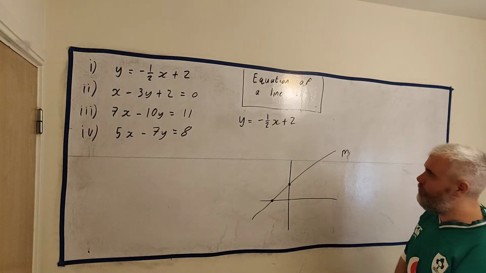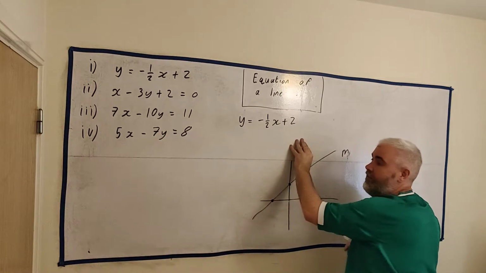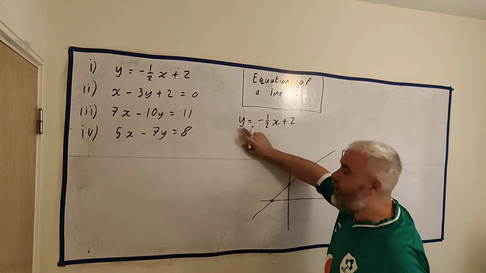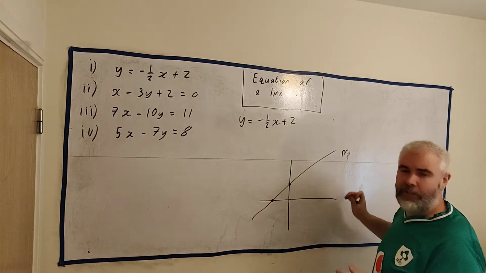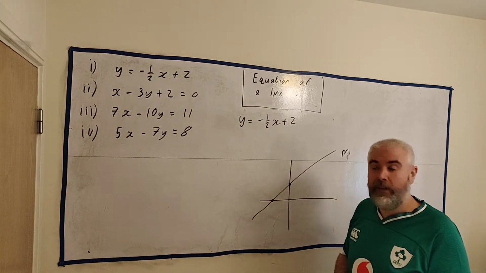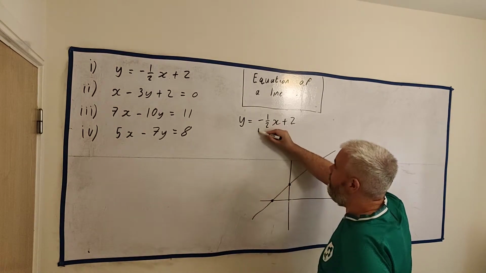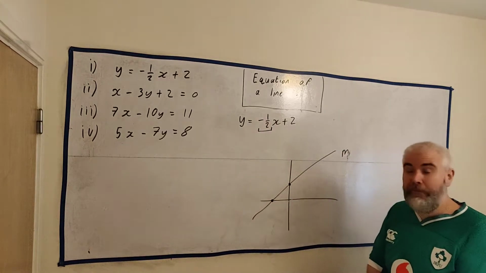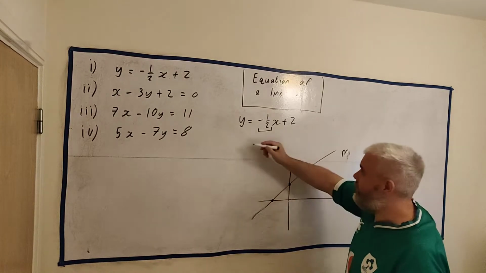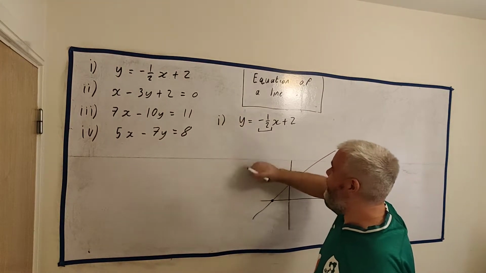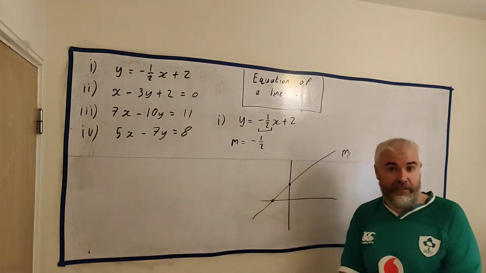Now, the first one is really easy because once we write any equation like this, we rearrange it so the y is on its own. The slope is very easy to get this way because the slope is, when x moves, how much does y move? And really, that's what this number here tells us. So it's really just the number in front of the x tells us what m is. So in part 1, the answer to this question is m equals minus a half.